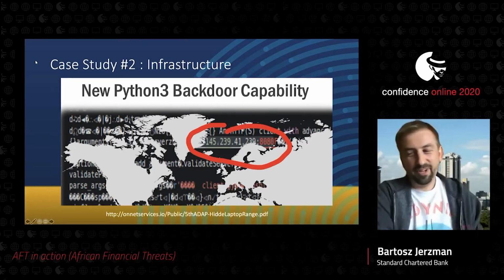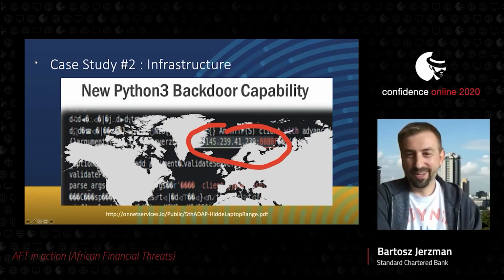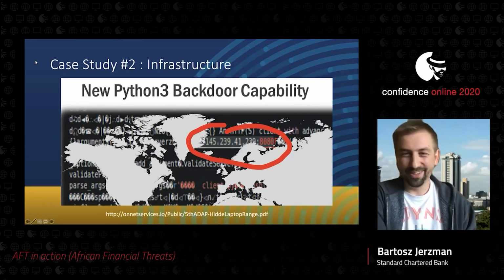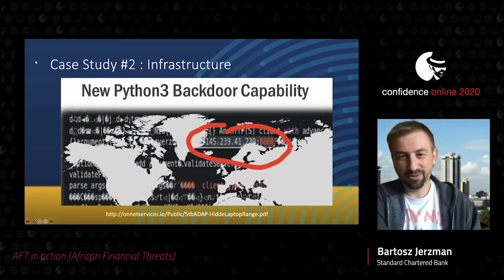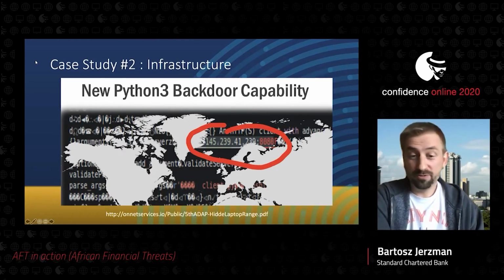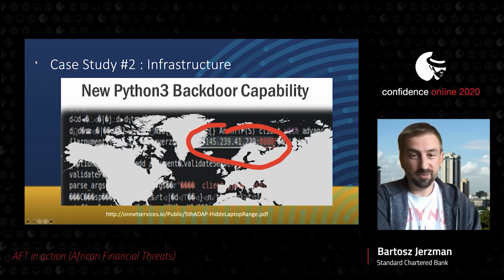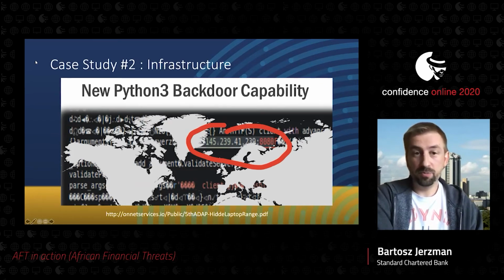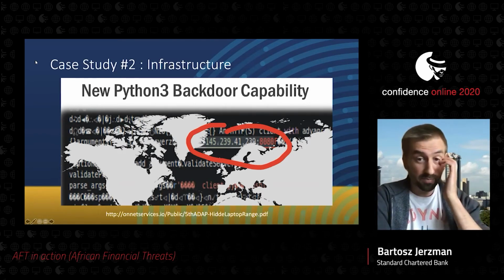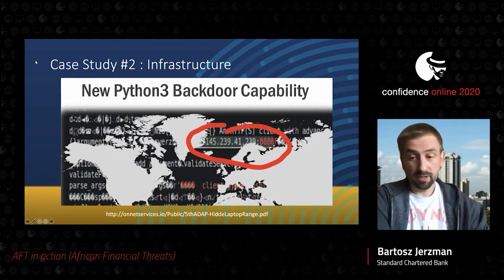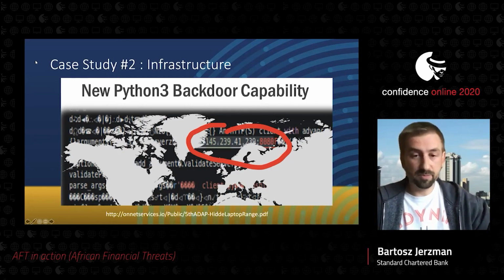So "African financial threats" is my translation, maybe not with the intention of the original authors. When you look, for example, at the materials from their workshops, you can find some interesting background information: that GrabZone is using a new Python 3 backdoor this year. And you can find the IP address and the port, probably the command and control server for this backdoor. So what kind of backdoor is it, and what can we learn about this IP?